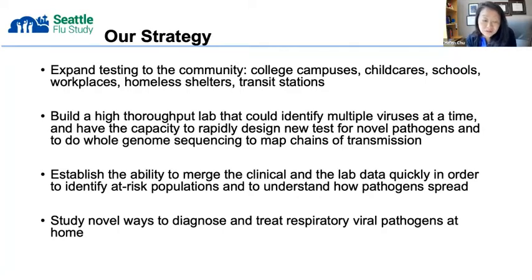And then ultimately, we also wanted to look at new ways to diagnose and treat pathogens at home, because we felt like the best thing to do was to be able to diagnose it and treat it early enough so that people then didn't have to come into a clinic or a hospital and then potentially expose others.